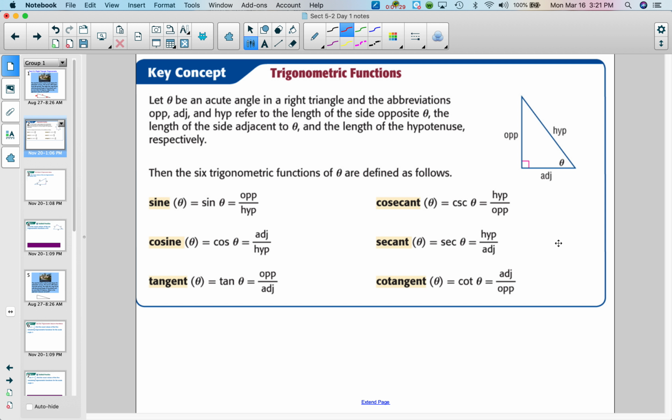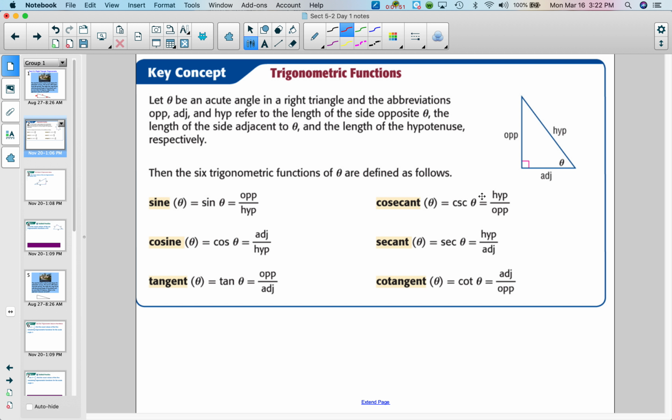So the trigonometric functions are defined in this way. The main three are called sine, cosine, and tangent. We abbreviate them. Do not call this sin theta. It is sine theta. Cosine theta, we use COS. Tangent theta, we use TAN.